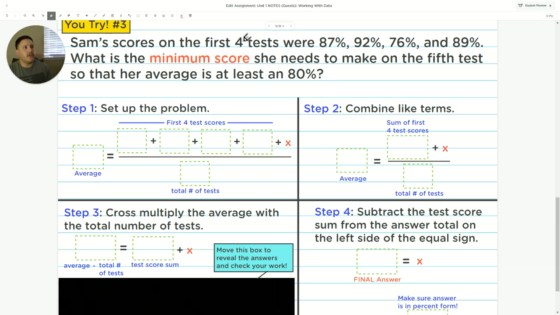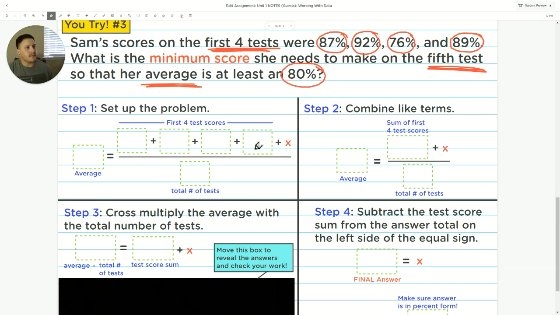Okay, Sam's scores on the first 4 tests were 87%, 92, 76, and 89%. What is the minimum score she needs to make on the 5th test so that her average is at least 80%? So average gives away that we're going to be adding, dividing, and so on using the formula to get an average, to make it equal to something.